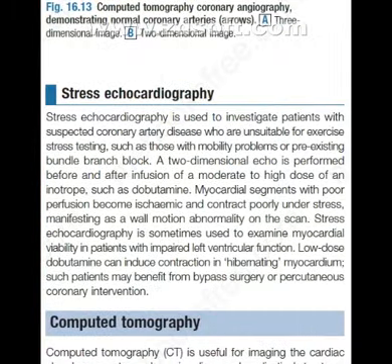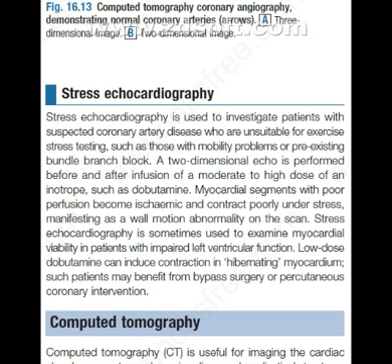Now we'll discuss stress echocardiography. Stress echocardiography is used to investigate patients with suspected coronary artery disease who are unsuitable for exercise stress testing, such as those with mobility problems or pre-existing bundle branch block. A two-dimensional echo is performed before and after infusion of a moderate to high dose of an inotrope, such as dobutamine. Myocardial segments with poor perfusion become ischemic and contract poorly under stress, manifesting as a wall motion abnormality on the scan.